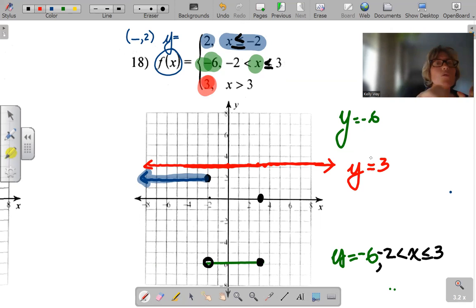Now the rule is the value of x has to be greater than 3. So we come here to 3. Has to be greater than 3. So we're going this way, not equal to. So technically right inside there, this is a hollow circle. That should have been hollow there. And it's going to go this way. That means all of this stuff gets erased.